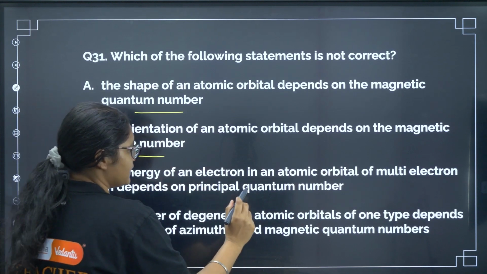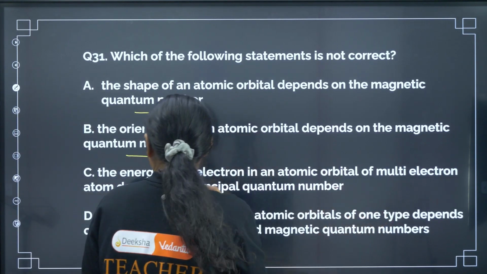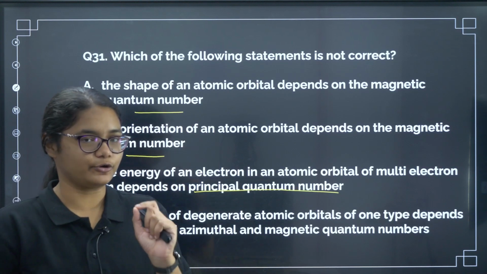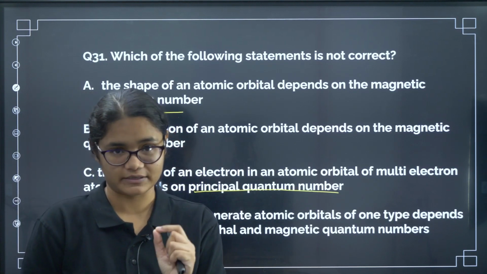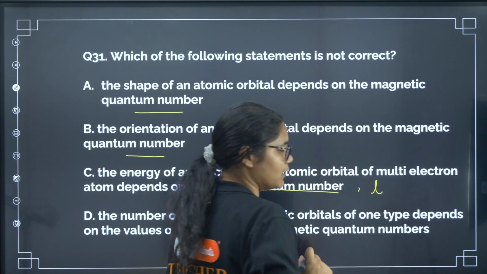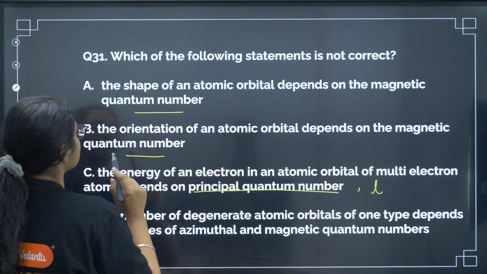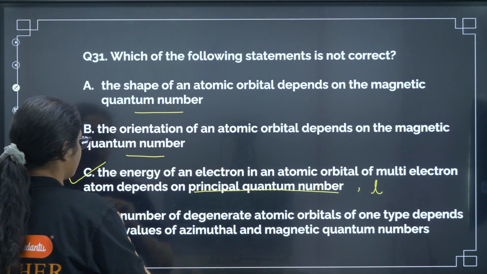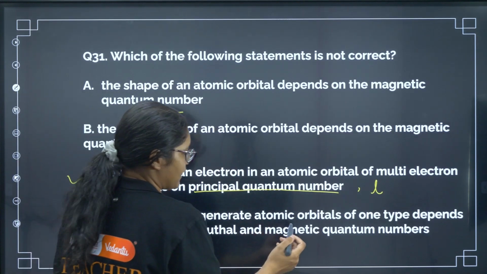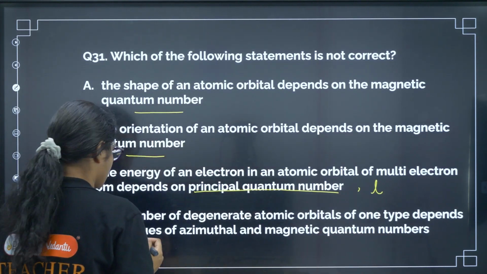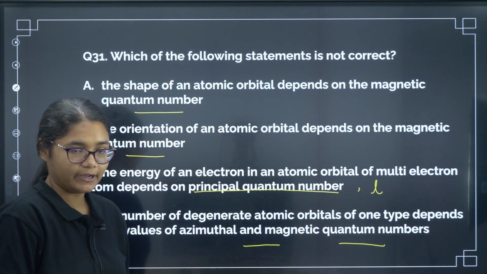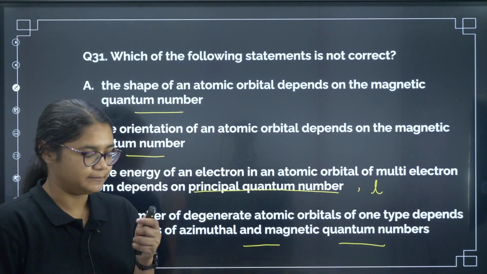Next, the energy of an electron in an atomic orbital of a multi-electron atom depends on the principal quantum number. So here you should know that the energy not only depends on the principal quantum number but also on the azimuthal quantum number, right? So that is why this statement is not correct. So the correct answer for this question is option C. Now, the number of degenerate atomic orbitals of one type depends on the values of the azimuthal and magnetic quantum numbers. Yeah, this is also correct. So the correct statement is option C.